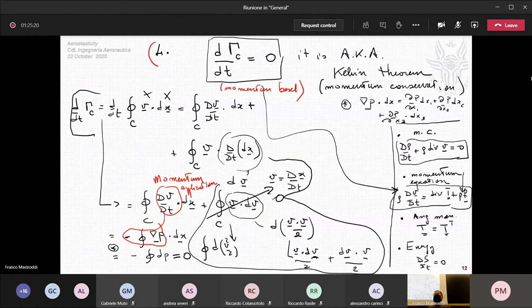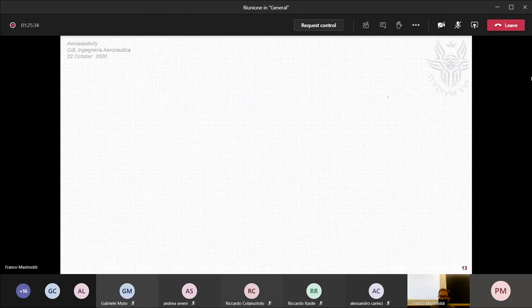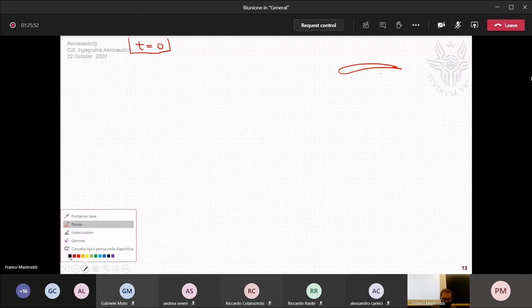And now I have to tell you a tale like Boccaccio, like Geoffrey Chaucer in the Middle Ages. Okay, the tale is the following. Consider this body, and consider at initial time a contour like this.